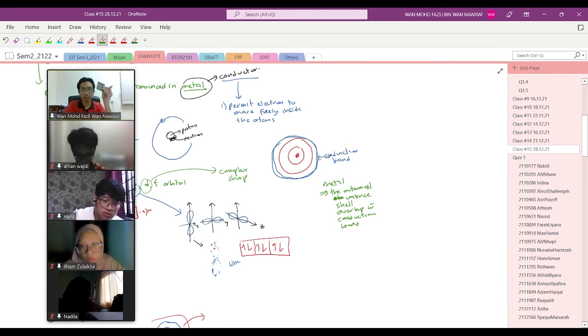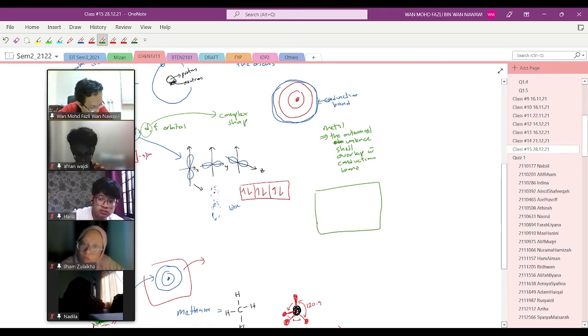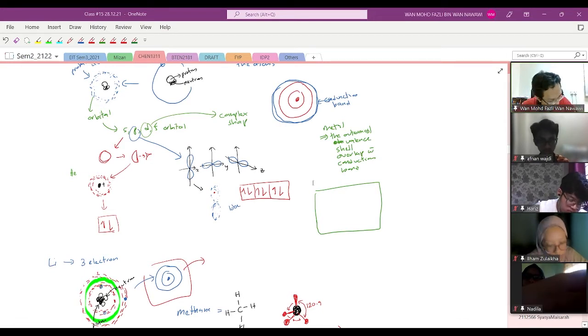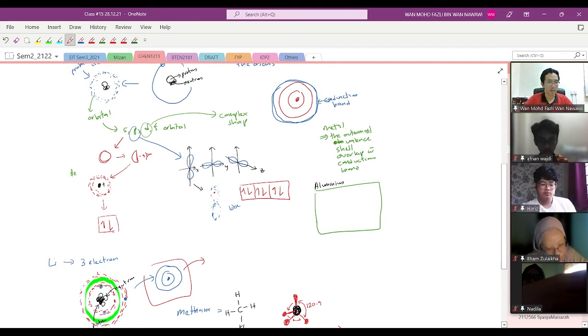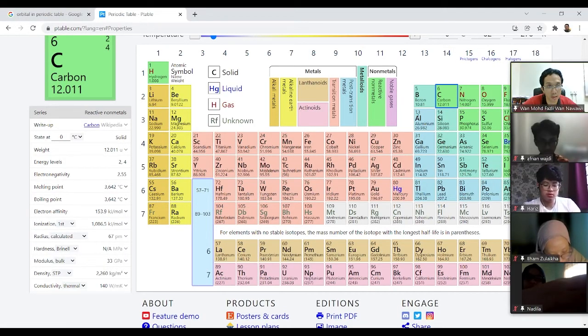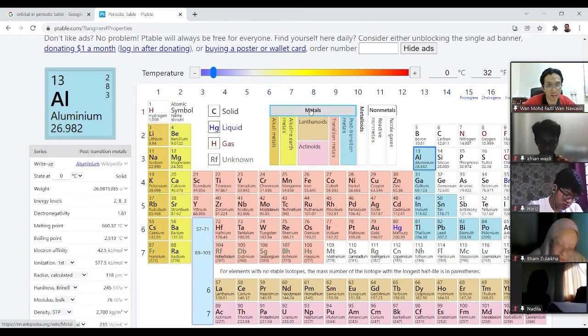Here you see what we call metal, aluminium, whatever. Let's say I have aluminium, I draw it like this. If you go to the periodic table, where is aluminium? This aluminium is still metal. You see, if I click metal here, it's still metal.